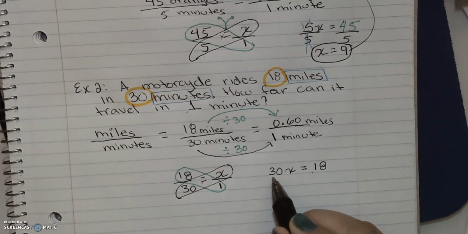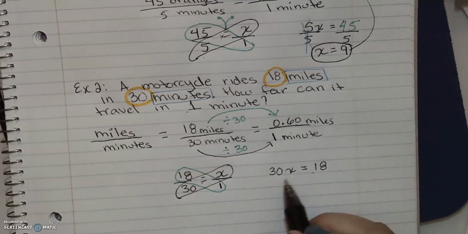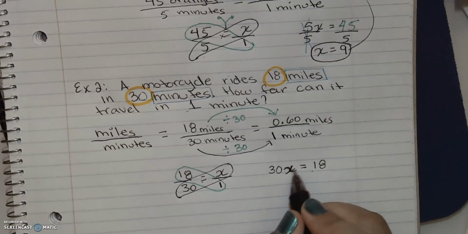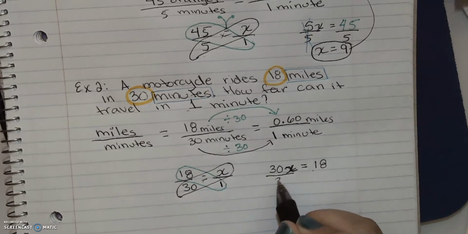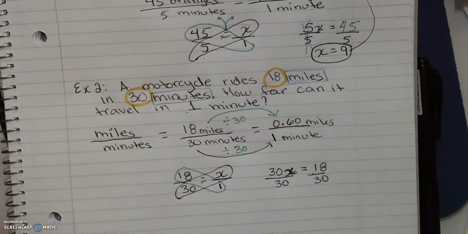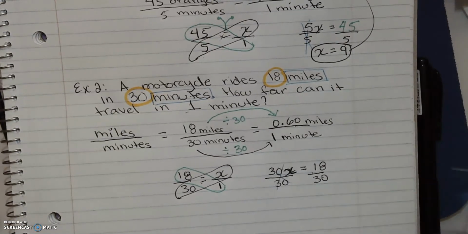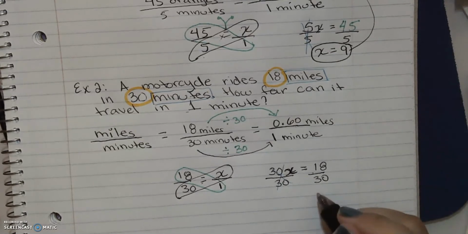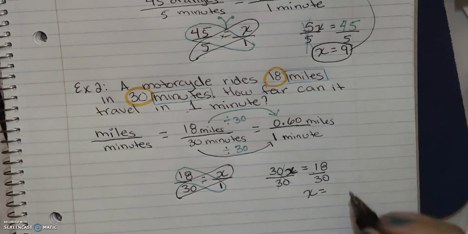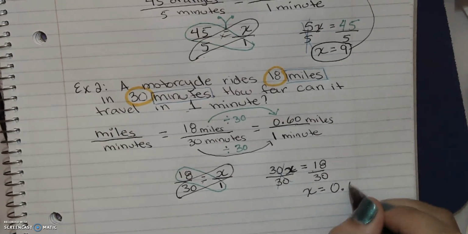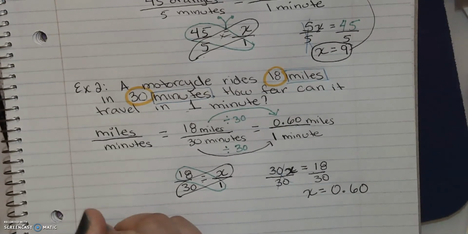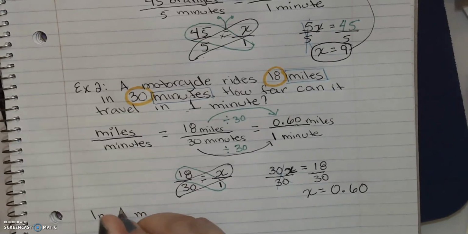Then you go ahead and do your one-step equation. You want to leave x by itself. So in order to do that, you do the inverse operation. And 30 is with x, so divide by 30, divide by 30. This, you get to cross it out. Boom, boom, 30 divided by 30 is 1. X is now by itself. And 18 divided by 30 will also give you 0.60.